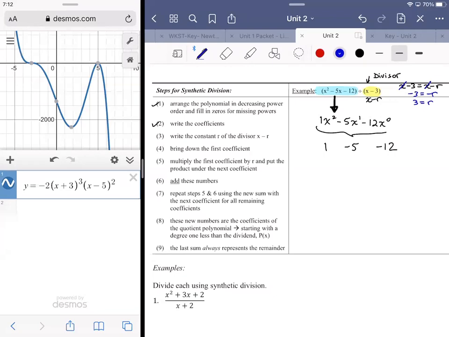Now, what we're going to do is write a little, kind of like an L bracket. It's supposed to be a fraction bar, but if you're not familiar with synthetic division, then you've probably never seen division bars that look like this, but it's possible.